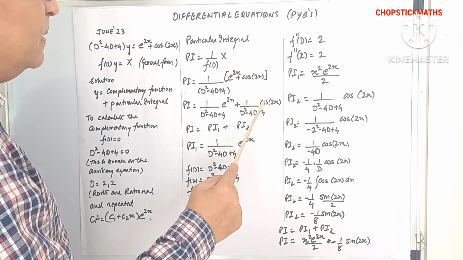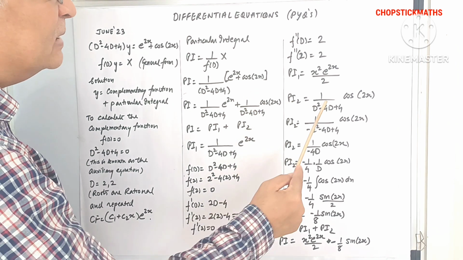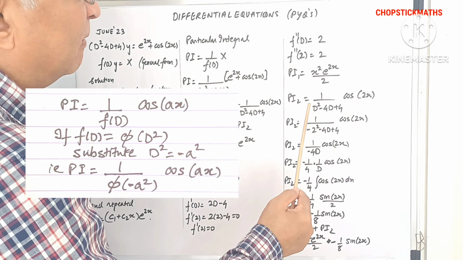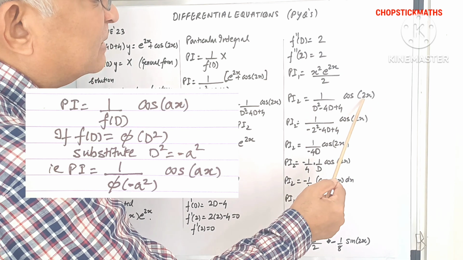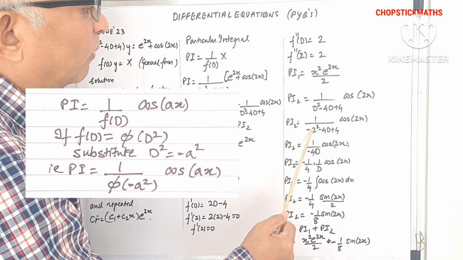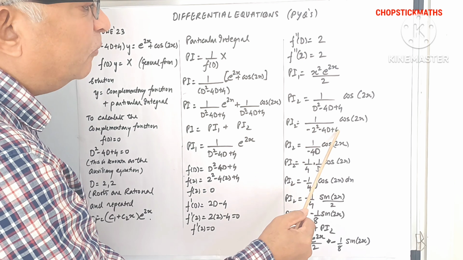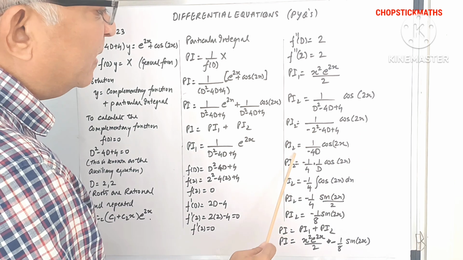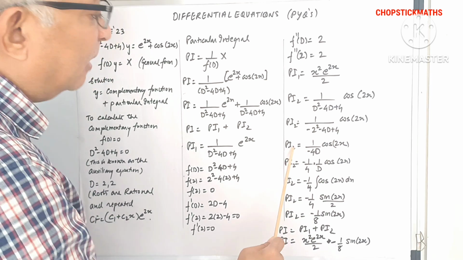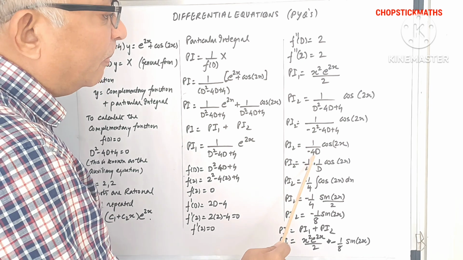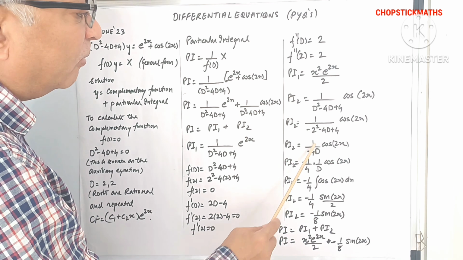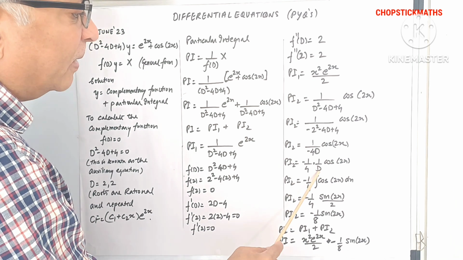Now let us calculate PI2. PI2 = 1/(D² − 4D + 4) cos 2x. Now here we can substitute D² as −2², as a is 2. Therefore, PI2 = 1/(−2² − 4D + 4) cos 2x. The −2² and +4 will cancel out each other. So PI2 = 1/(−4D) cos 2x. Therefore, PI2 = −1/4 × 1/D × cos 2x.